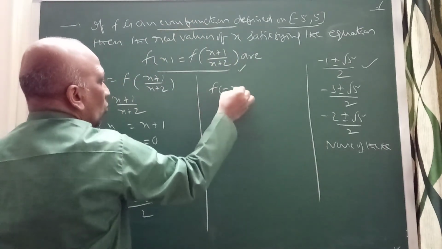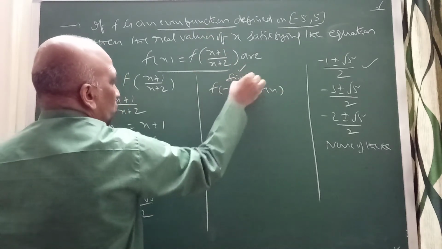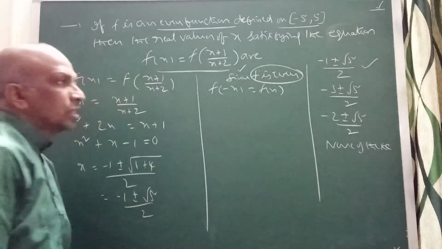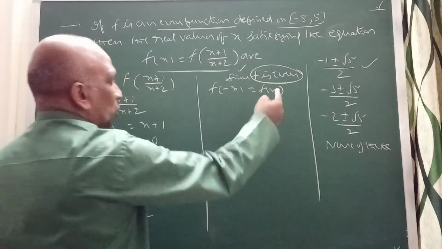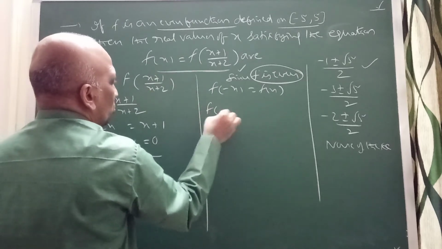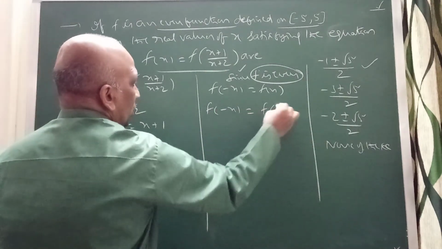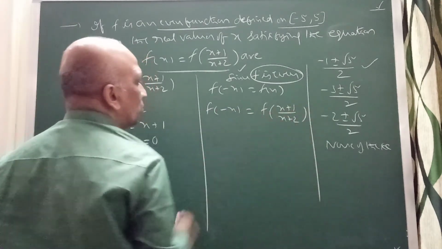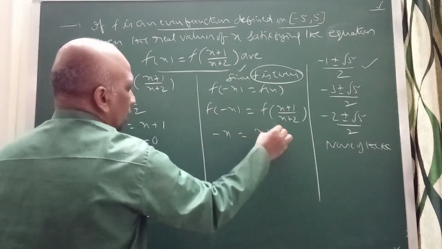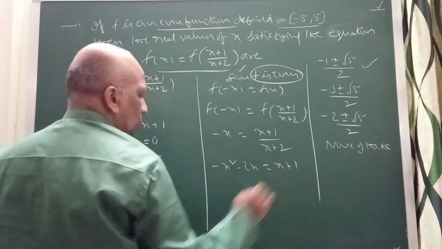What is the rule here? f of minus x equal to f of x. Since f is an even function, f of minus x equal to f of x. So I can replace here f of minus x, and since it is an even function, both are the same, right? I can write f of x plus 1 by x plus 2. Comparing, minus x equal to x plus 1 by x plus 2, right? So minus x square minus 2x equal to x plus 1.